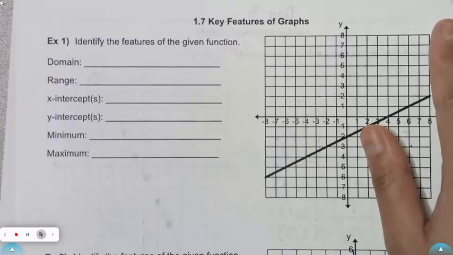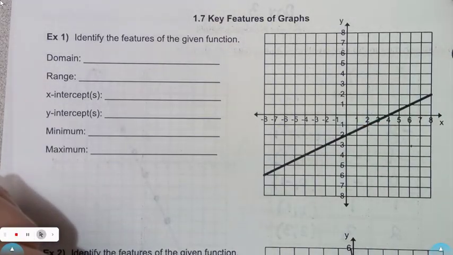All right, great. We're going to move on to 1.7. So we're going to talk about key features of graphs.